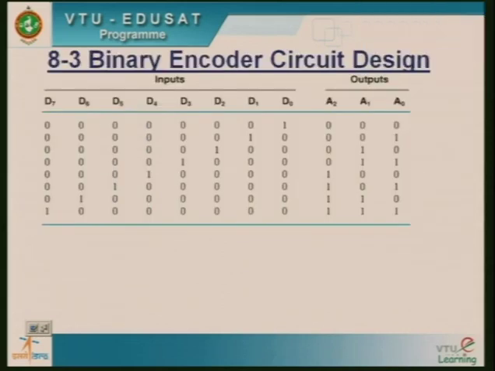So we have the 8 to 3 binary encoder design. 8 to 3 in the sense we have 8 input lines and 3 output lines. It is just the reverse of a decoder. We had a 3 to 8 decoder, so now we have an 8 to 3 encoder. So the encoder is the reverse of the decoder.